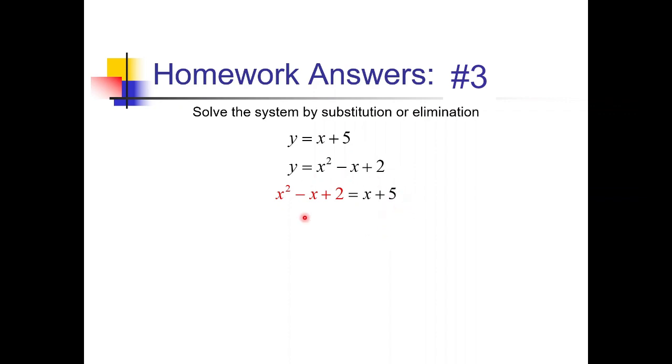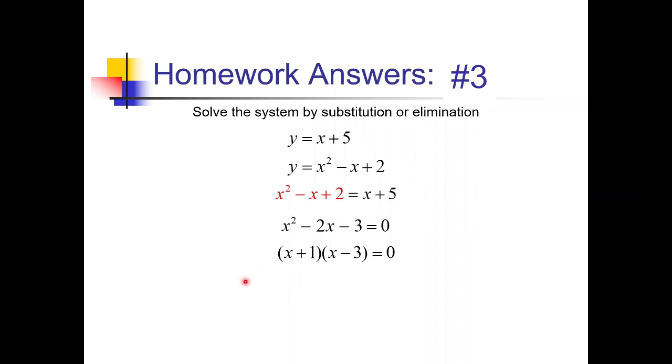So let's zero this out and try to factor it. We still have an x squared on the left. Negative x minus another x gives us negative 2x. And then 2 minus 5 gives us negative 3. All of that equaling 0. So two things that multiply to negative 3 and add up to negative 2. That would be positive 1 and negative 3. So (x plus 1)(x minus 3) equals 0. And now we'll solve for x and plug those back in to get some y values.